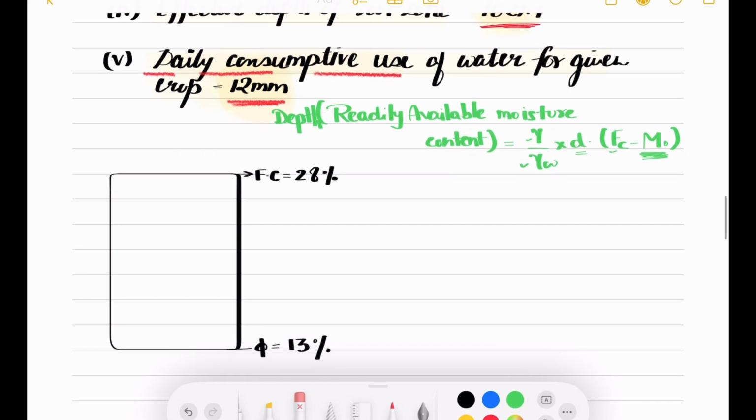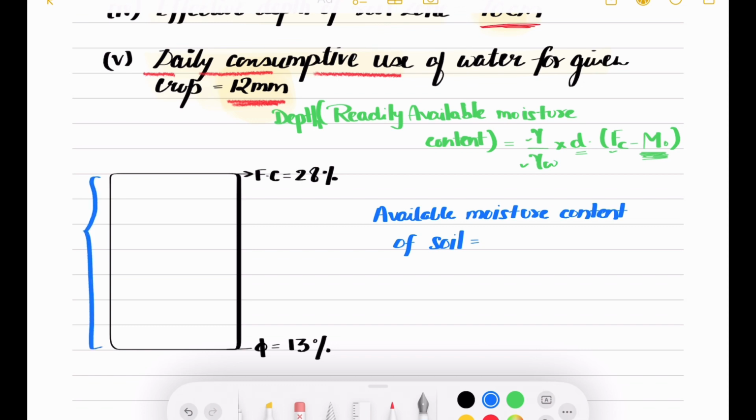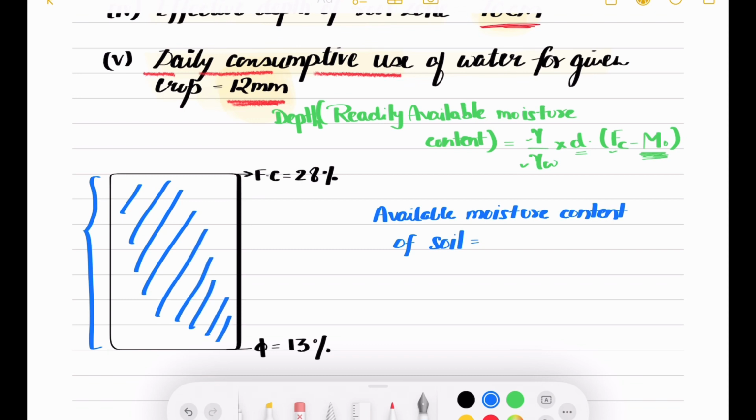So first of all, let us see what is the overall available moisture content of the soil. This is the overall depth of available moisture content. So that will be 28 minus 13, which is 15%. This is the overall moisture content available in the soil.